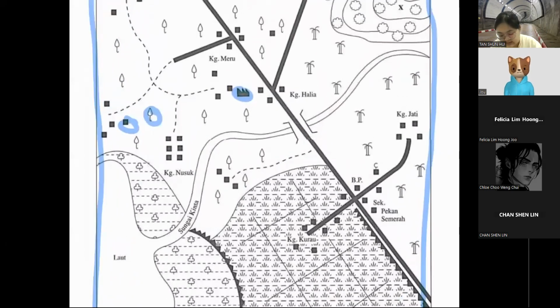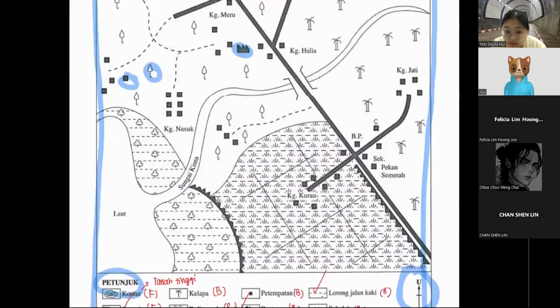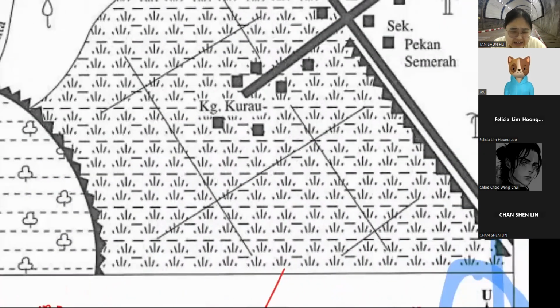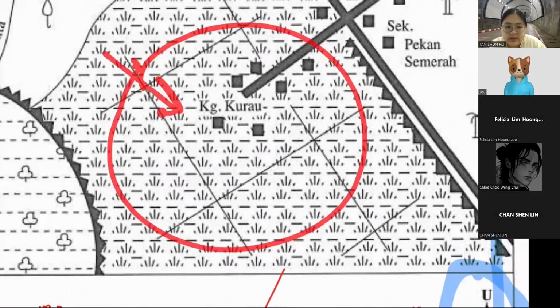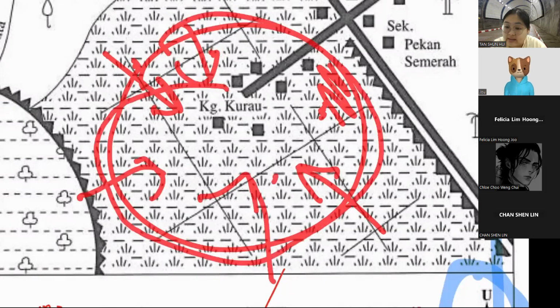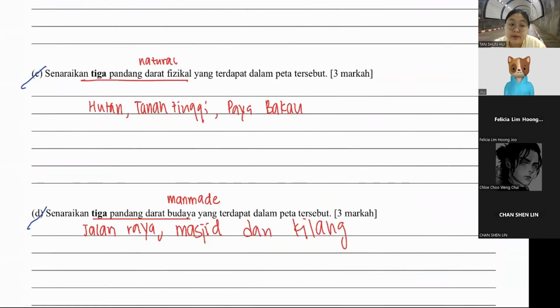Okay, never mind. I can't see Kampong Kurau, but Kampong Meru. Okay, let's look at inside Sabah. Oh, sorry, my eyes got problem. Kampong Kurau. So you see, Kampong Kurau is here. What do you think how they earn money? They earn money using paddy field, right? Paddy field. So what activity is it? We call it plantations.